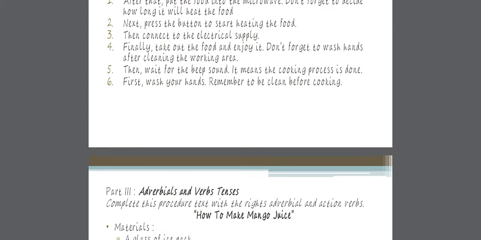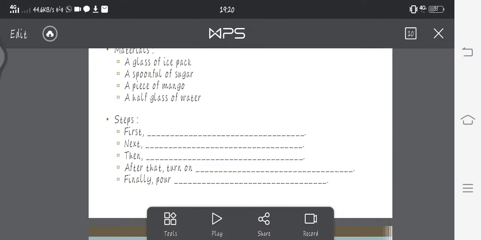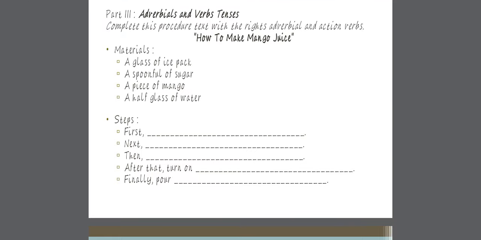Part 3 of the unit test is about adverbials and action verb tenses. It is a combination of part 1 and part 2 of the unit test. The kind of this test is making a procedure text by completing the given adverbials of sequence and some of the action verbs. So why did I choose this kind of test and why do I consider it a hard test?